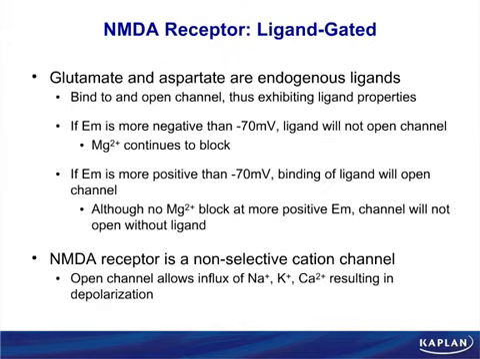All right, let's recap what we talked about for the NMDA receptor. The ligands are glutamate and aspartate. These are sometimes referred to as the excitatory amino acids. So when they bind, they open the channel, provided that the membrane potential is less negative than minus 70. Okay? Because if the membrane potential is more negative, then this ligand's not going to work.